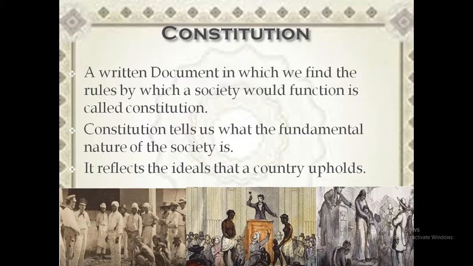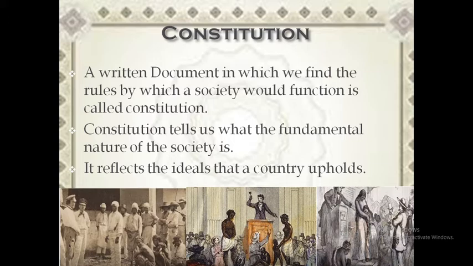But first, let us know what is Constitution. A written document in which we find the rules by which a society would function is called Constitution. Constitution tells us what the fundamental nature of the society is. It reflects the ideals that a country upholds.